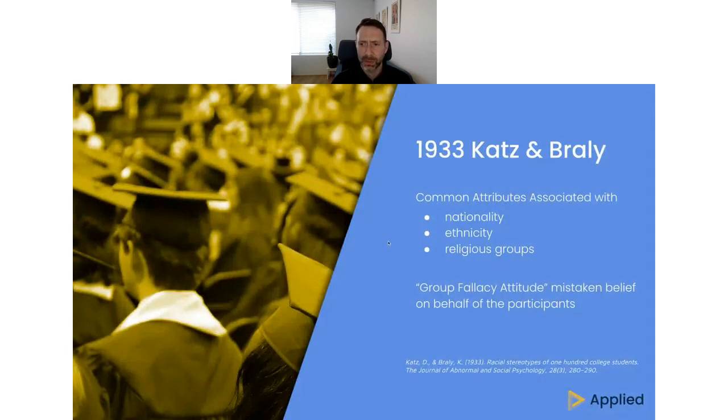And one of the early studies that solidified, I guess, the thinking around stereotyping is this one from 1933, Katz and Braly, where they identified this thing they called group fallacy attitude, where it's this mistaken belief on behalf of participants, which are common attributes associated with different nationalities, ethnicities, or religious groups. And I guess stereotypes aren't really necessarily something that we all talk about or define with each other. They are concepts which we are socialized into from a young age.